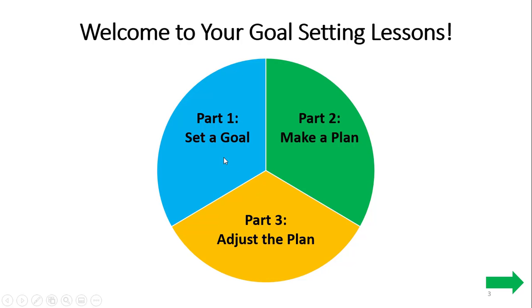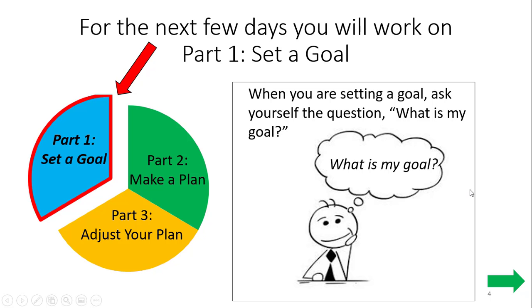Say it by yourself this time. Part 1, set a goal. Part 2, make a plan, and part 3 is adjust the plan. Nice work. For the next 3 days, you'll be working on part 1, set a goal. When you are setting a goal, you ask yourself the question, what is my goal? Read it with me. What is my goal? Read it by yourself this time.